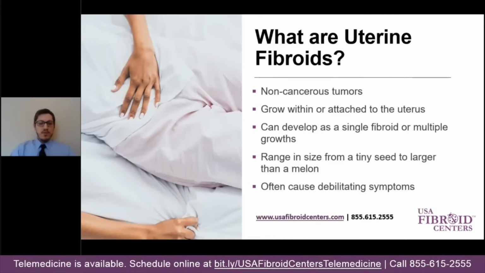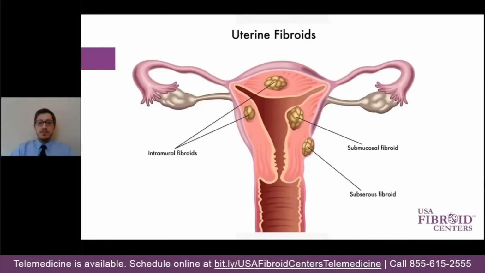So what are uterine fibroids? They are non-cancerous growths. They are within or attached to the uterus. And someone can have one fibroid, or more often, there are multiple growths. Most patients with fibroids have more than one. They generally have a handful of them. And they range in size. They can be tiny, or they can be very, very large. And they often cause a lot of debilitating symptoms.